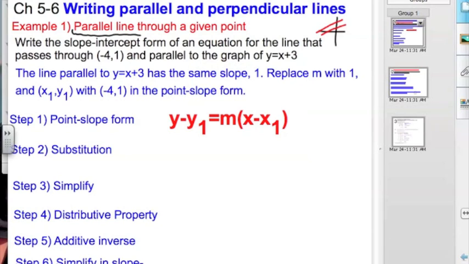Alright, so we want to find the slope-intercept form for an equation for a line that passes through negative 4, 1. So here's my coordinate, x, y, and is parallel to the graph of y equals x plus 3. Now, if it's parallel to y equals x plus 3, then it means it must have a slope of what? Well, the slope must be the same. So the slope must be 1.